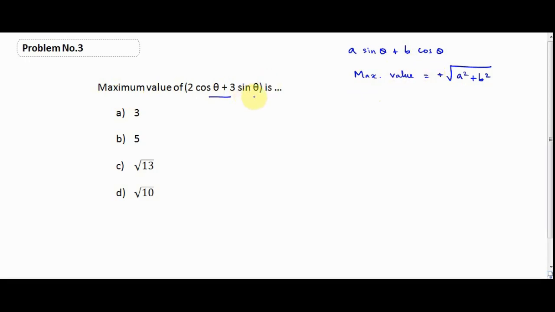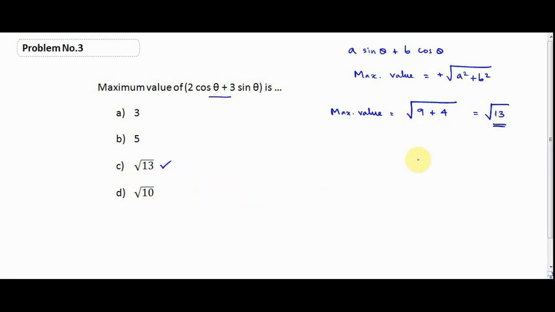Okay, so in this problem we are asked to calculate the maximum value, so we will use this formula to solve this problem. Okay, so here maximum value will be equal to root over, here coefficient of sin theta is 3, so 3 square, that is 9, plus coefficient of cos theta is 2, that is 2 square, that is 4. So the maximum value will be root over 13. Okay, and that is given by option C here. Okay, so right answer is root 13.